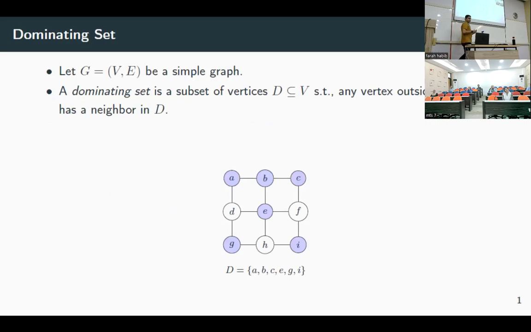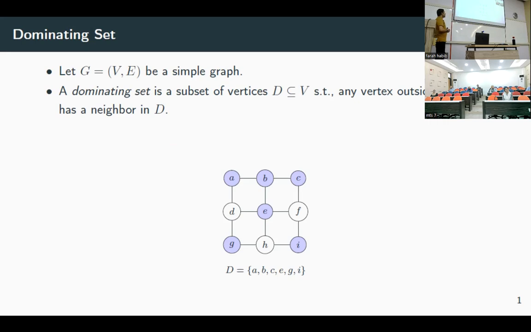So this is the problem for graphs. Suppose I have a graph G, and this graph G has a set of vertices V and a set of edges E. It's a simple graph, so that means that we are not talking about graphs with loops and directed graphs and so on and so forth. So it's a simple graph.